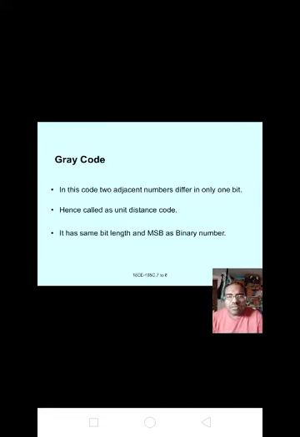Next one, gray code. In this code, two adjacent numbers differ in only 1 bit. Hence, it is called a unit distance code. It has the same bit length and MSB as the binary number.